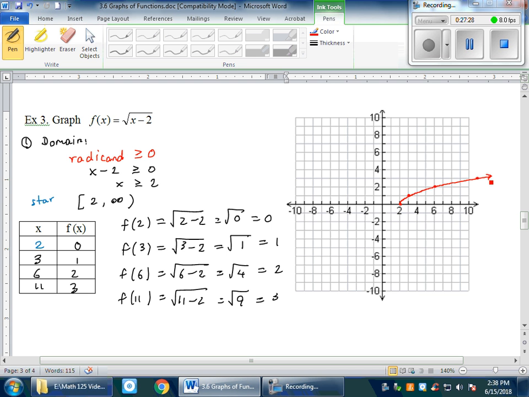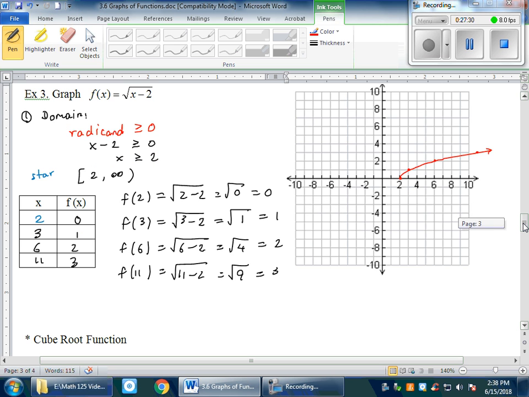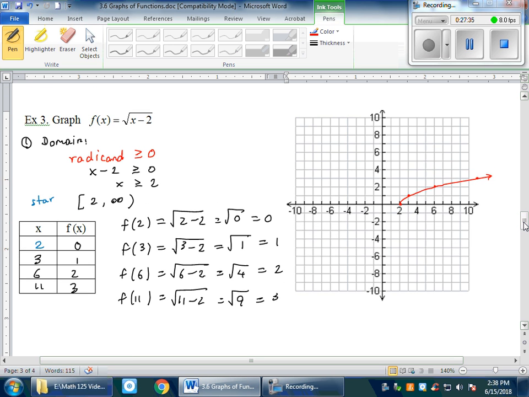Okay? So now continuing this, once again, let me re-summarize it before I move on. So to graph a square root graph, first, you're going to find out the domain.